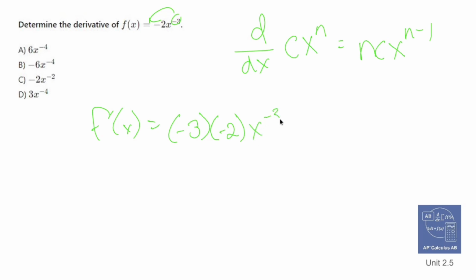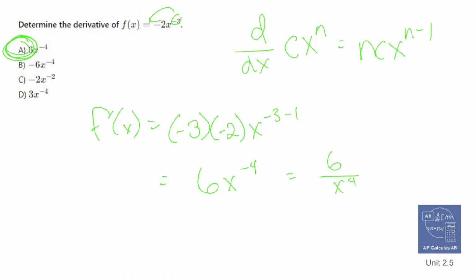X to the negative third then, minus 1. So this becomes positive 6, x to the negative 4, which I guess that's just how they want us to leave it. Normally I would write it out like this, but since I made ChatGPT do all of the work for me, it kept it like that. No matter, A is going to be the answer.